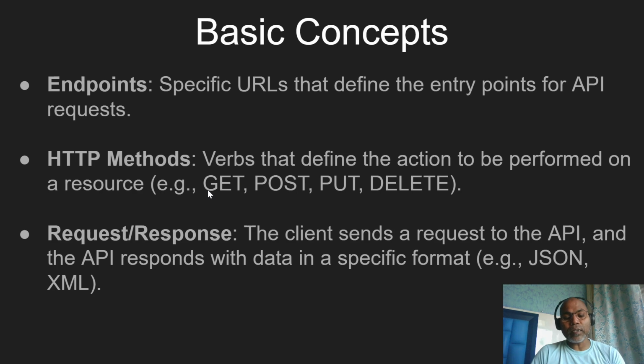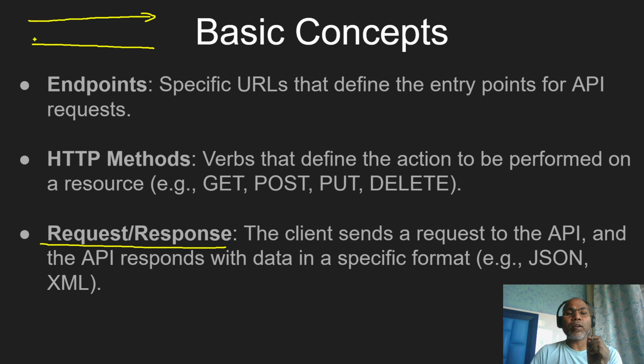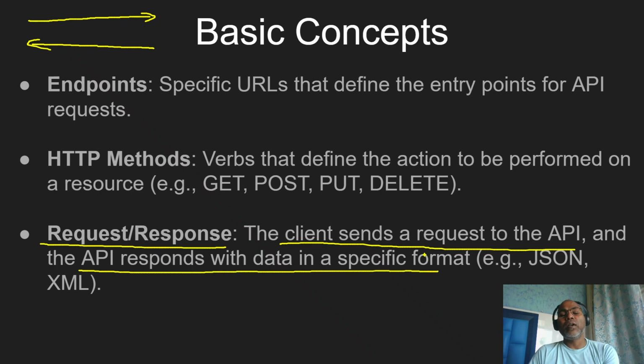Whatever communication is established between the client and server, the request and response must be defined. The request the client sends should be understandable to the server, and similarly the server's response back to the client should be understandable to the client. So the client sends a request to the API and the API responds with data in a specific format, basically JSON or XML. So you have two formats available. You can send the request in JSON or XML format, and similarly the response can be in JSON or XML format.